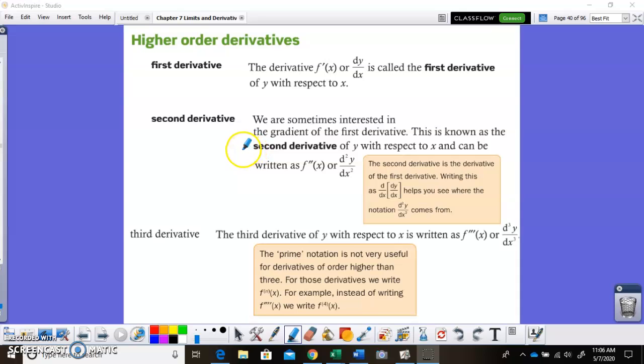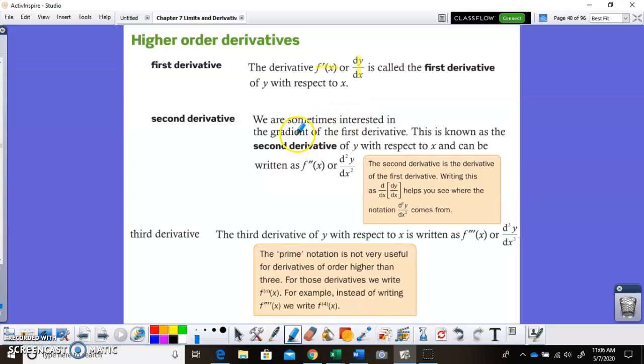Higher order derivatives is not going to be a very difficult thing, but understanding what they actually mean and represent is the important piece. So let's start out with the first derivative. When we write the derivative, we can write it with the prime notation. We have one little mark there, or we can write dy dx, and that's called your first derivative.